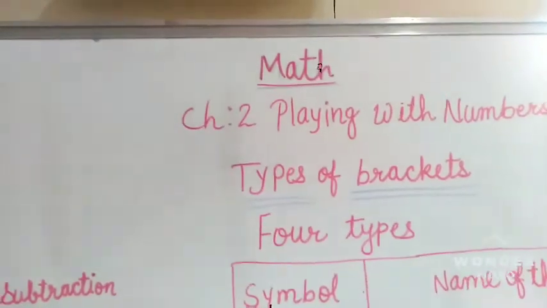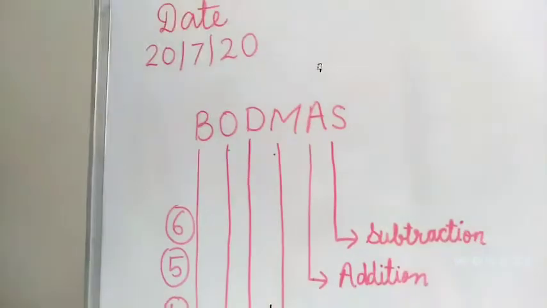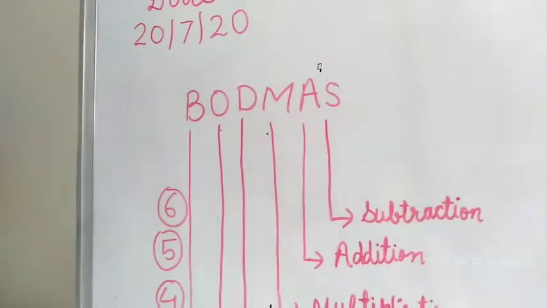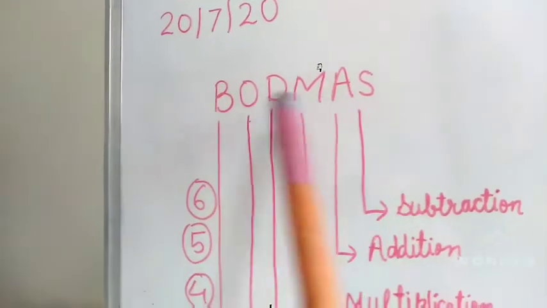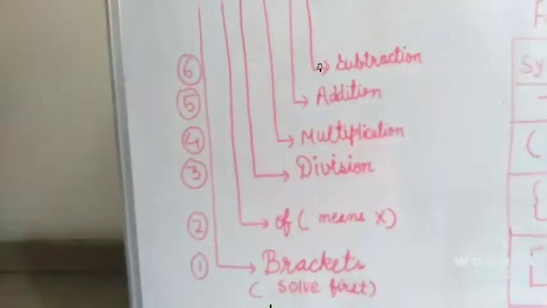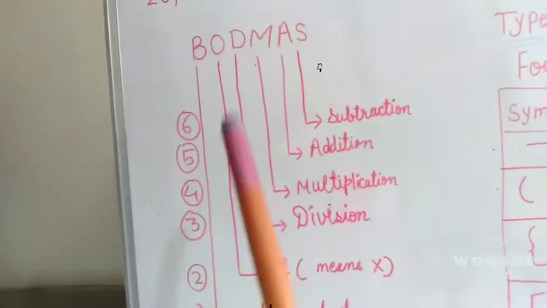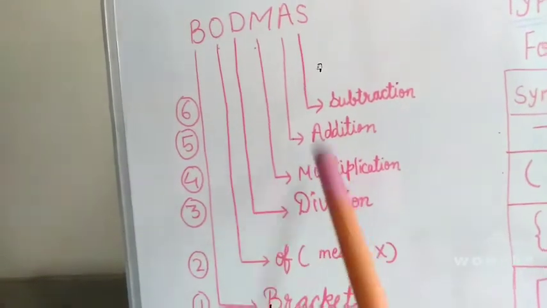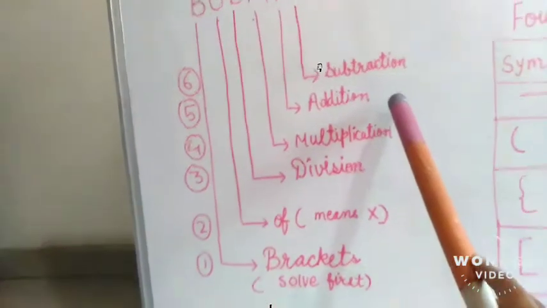Hello students, today we will see in chapter 2, Playing with Numbers, BODMAS. Previously you have seen what is DMAS and ODMAS. Now here, before ODMAS, I have put B, which stands for bracket. B stands for bracket, O stands for of, D stands for division, M stands for multiplication, A stands for addition, and S stands for subtraction.